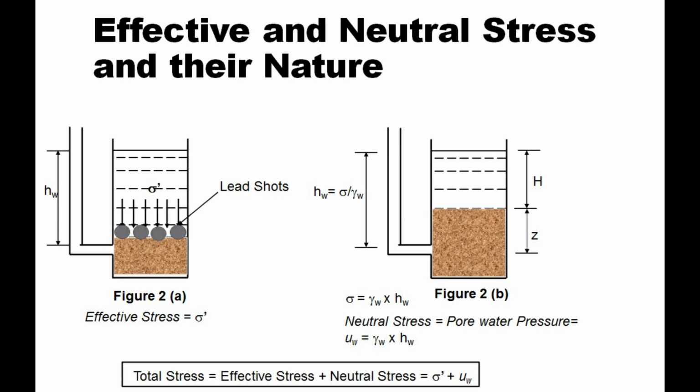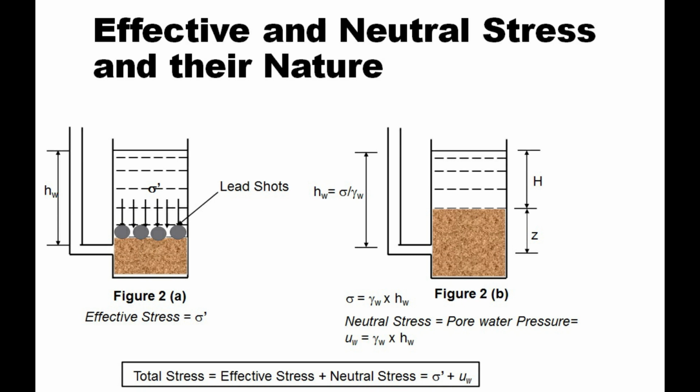Then, even though sigma has equal intensity as that of sigma dash in the earlier case, due to this load exerted by water on soil, there is no change in void ratio of the soil. Therefore, this pressure due to water in the pores, in other words, this pore water pressure, does not have any effect on the void ratio, and that's why it is called neutral stress.